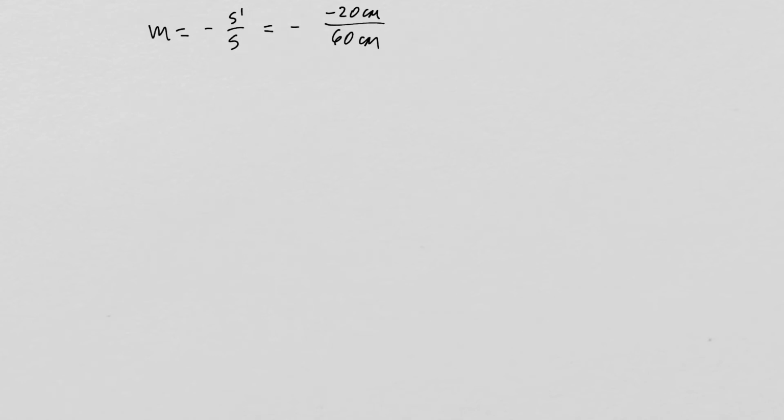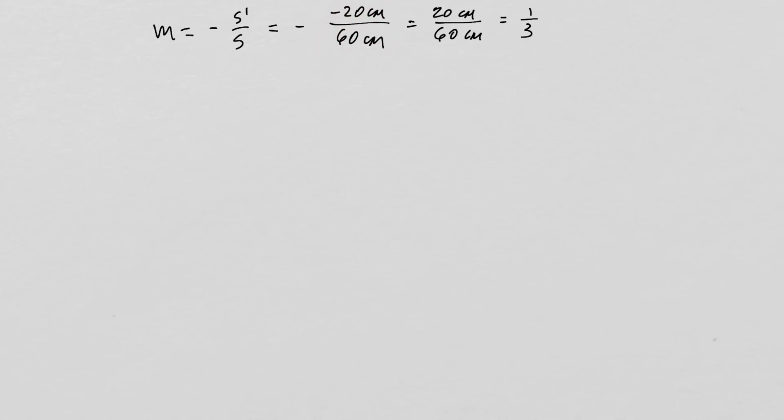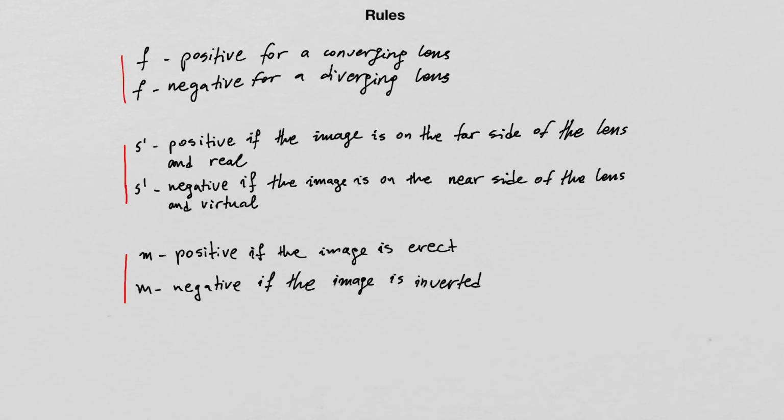Now let's calculate the magnification of the lens. The magnification of the lens is calculated as minus the ratio of the image distance to the object distance. So that is minus 20 centimeters divided by 60 centimeters. So the lens magnification is 1/3. Since the magnification is a positive number, from the rules that I listed a few slides ago, that means that the image is erect. So the magnification is a positive number, which means that the image is erect.